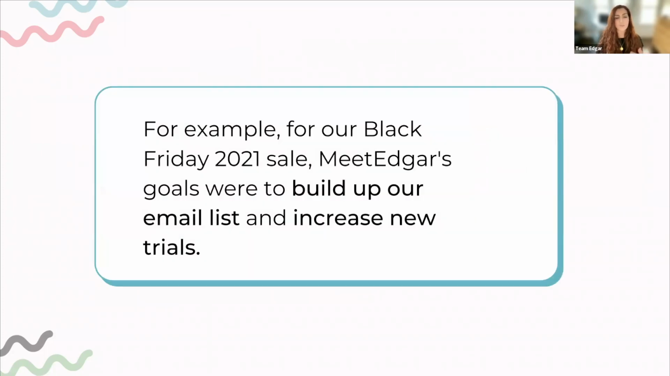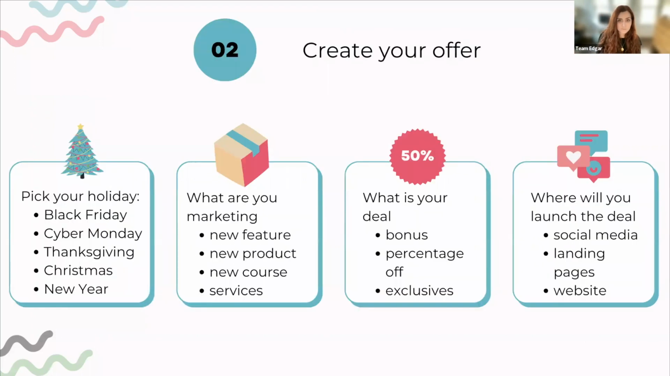For example, for MeetEdgar's Black Friday 2021 sale, our goals were to build up our email list and increase new trials. We do this by offering incentives for existing customers to sign up for an annual subscription and also offering excellent offers for new customers to sign up. Again, your goals in the beginning here inform everything else that you do throughout the social media campaign.